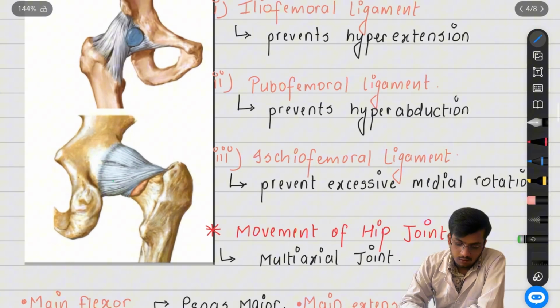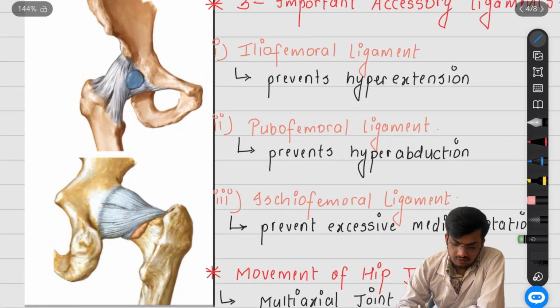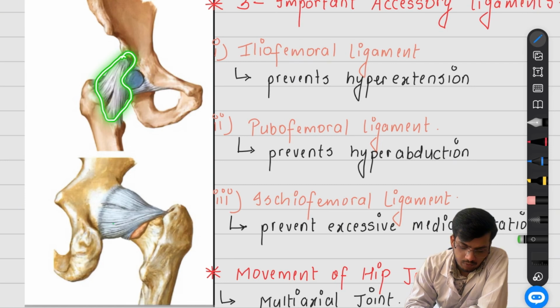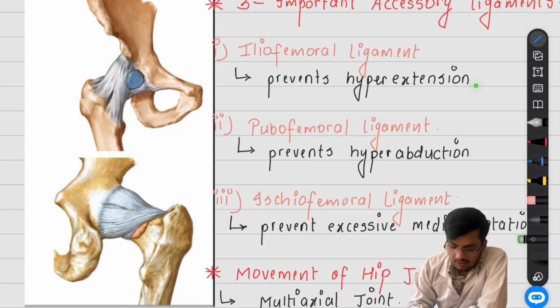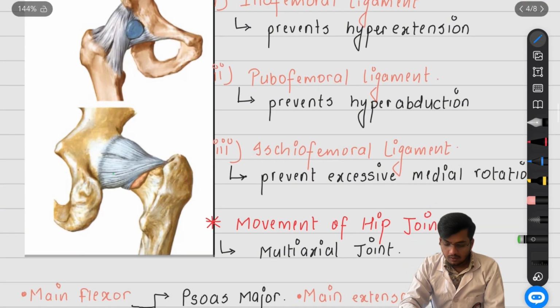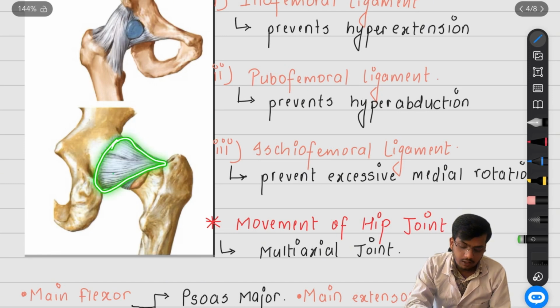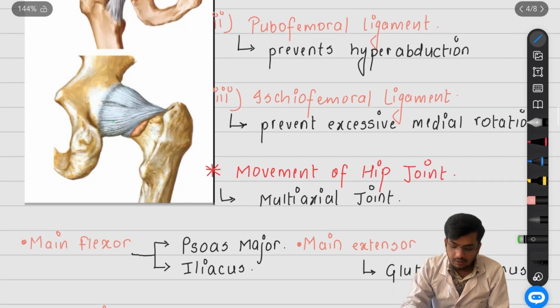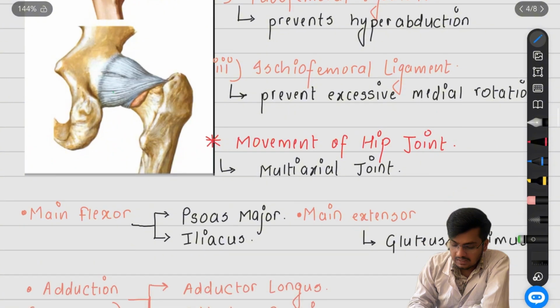So what is the function of this ligament? This ligament, the iliofemoral ligament, prevents hyperextension. Then we have the pubofemoral ligament that prevents hyperabduction. Then we have the ischiofemoral ligament, which helps to prevent excessive medial rotation.